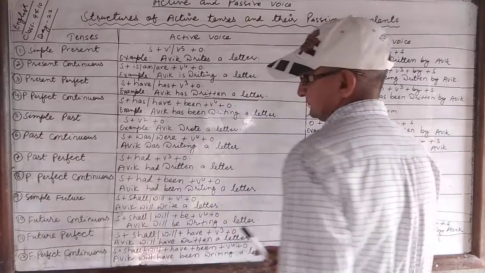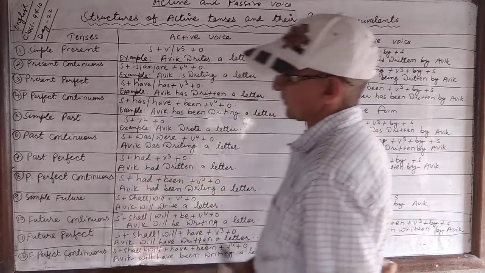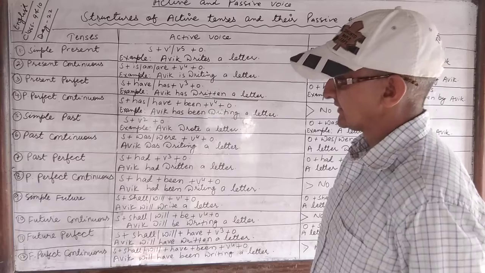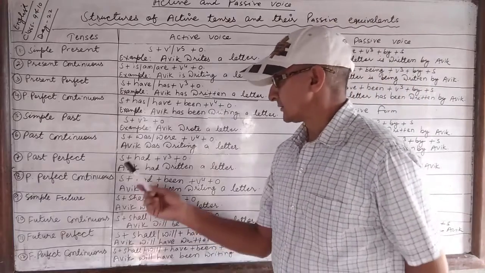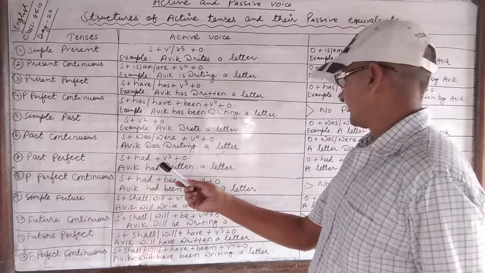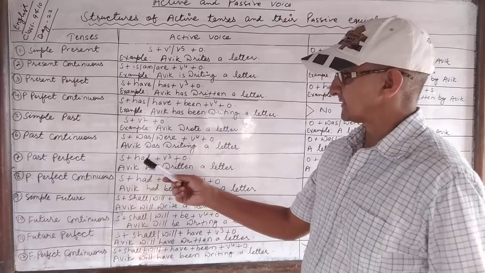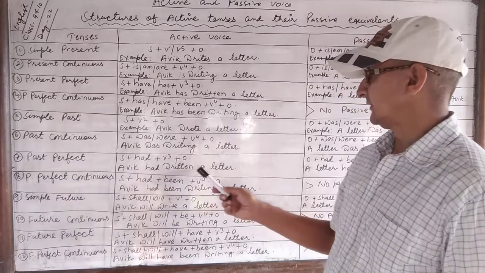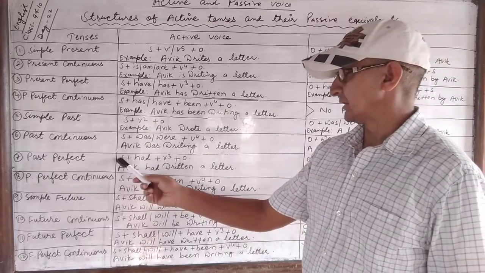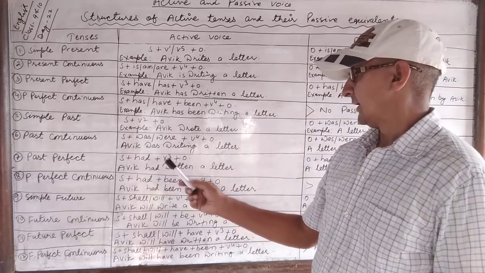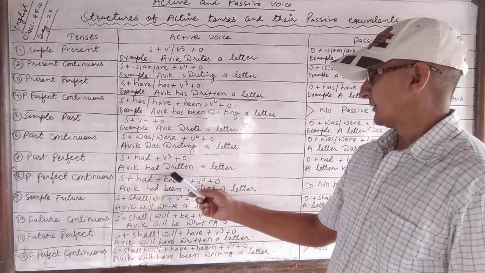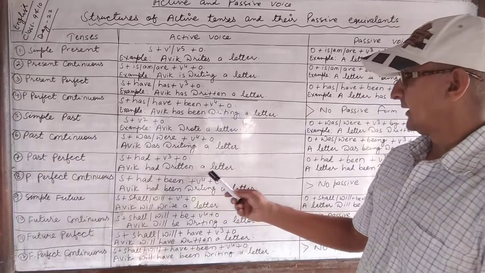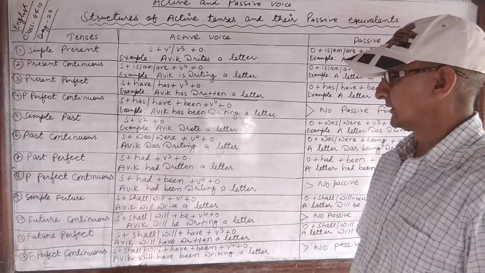Now next is past perfect tense. The next tense is past perfect tense. The structure of past perfect tense is subject plus had plus V3 plus object. Avik had written a letter. Avik is the subject, had, and then V3, the past participle form of the verb, and a letter is the object.